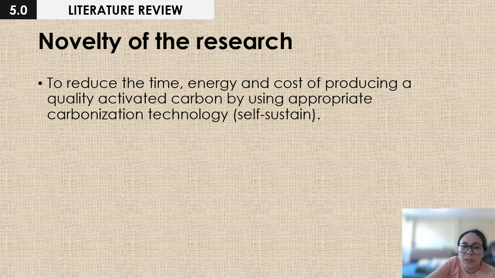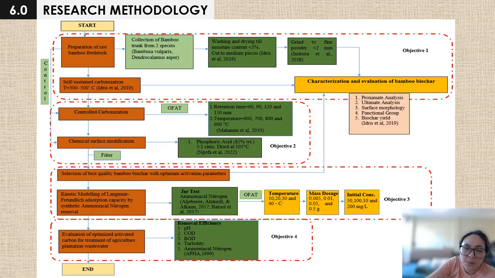Here we can find the novelty, where we can reduce the time, energy, and cost of producing a quality activated carbon by using appropriate carbonization technology, which is a self-sustained technology. And here is my research methodology: from my first objective, to produce self-sustained bamboo biochar, then convert it into activated carbon and undergo absorption, and lastly the real life application.